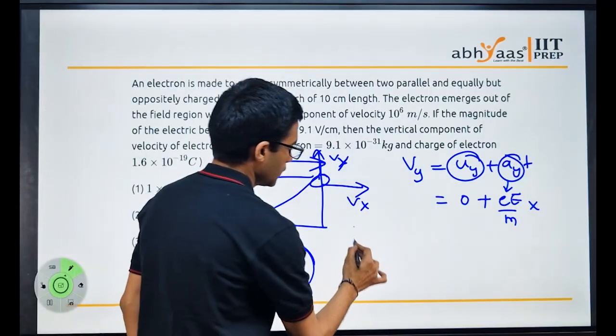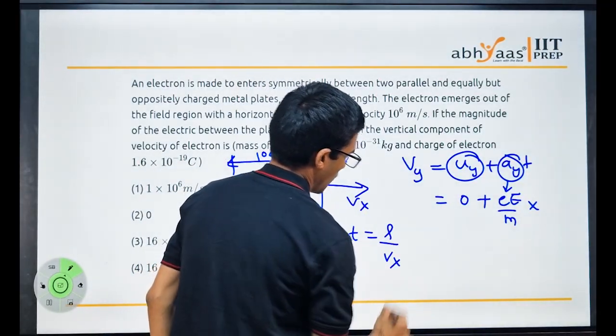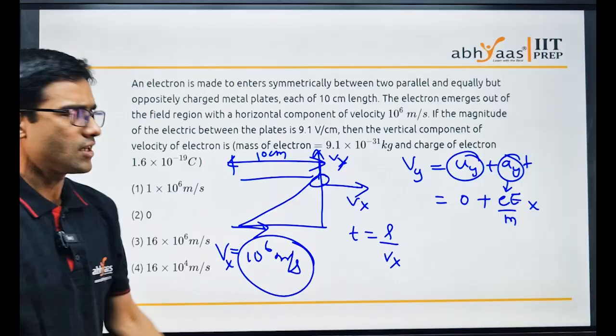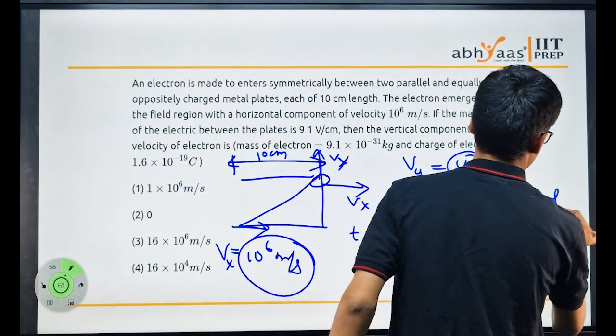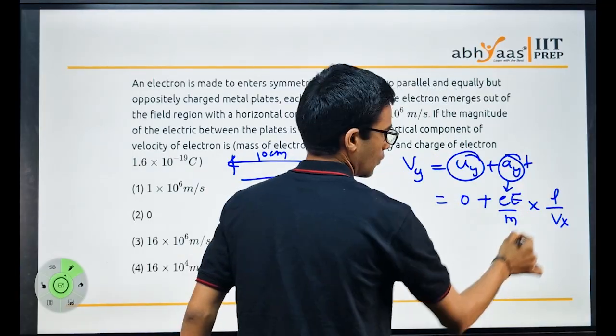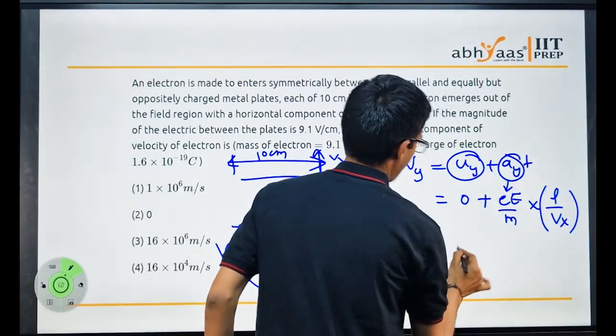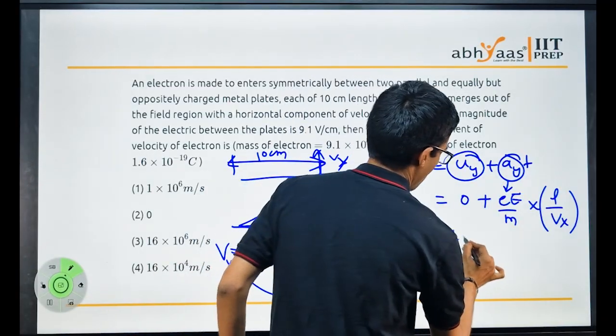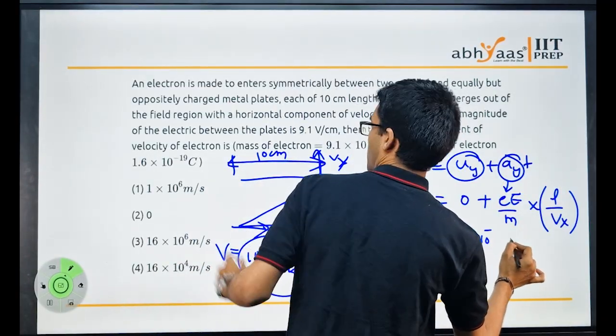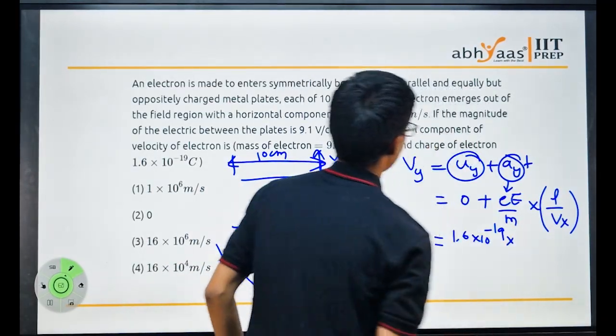So T is equal to L by Vx. If you apply the general formula, distance by velocity, you just apply length by Vx to calculate the time. Then you see the charge is given, 1.6 into 10 power of minus 19, into electric field.